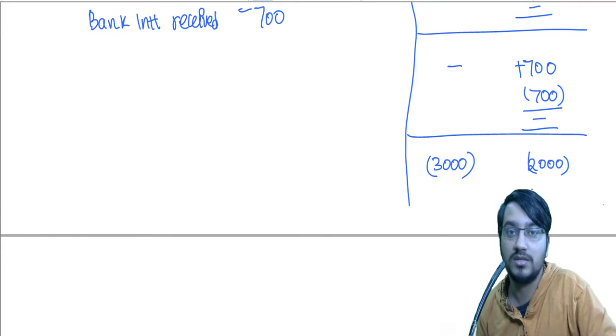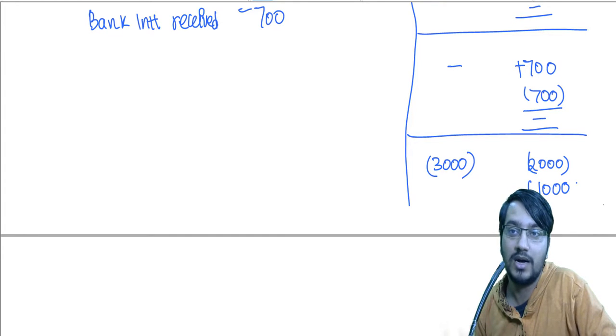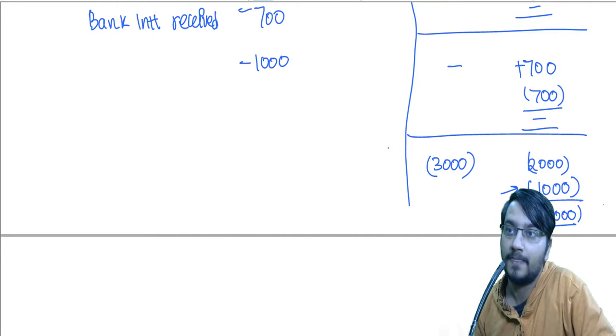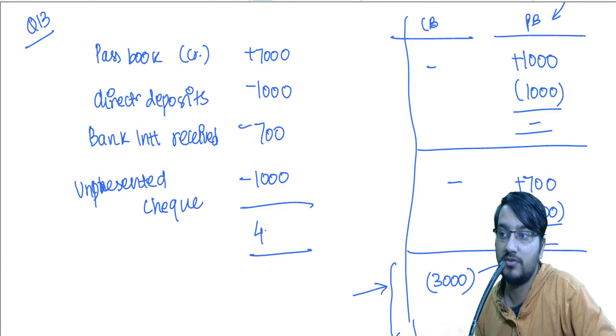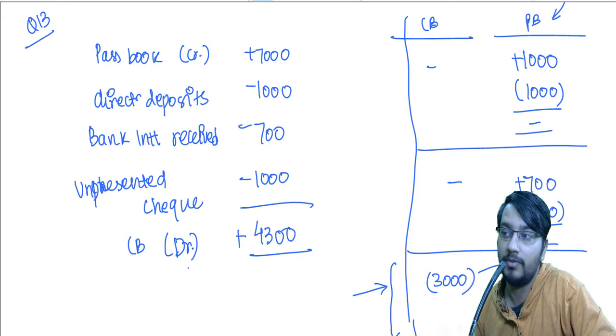Since passbook is the starting point, I'll subtract 1000 again so that both sides can become equal. So this is the adjustment, 1000 minus. This is the complete overview, the complete situation. So this is 4300 positive cash book balance, which is going to be debit then.